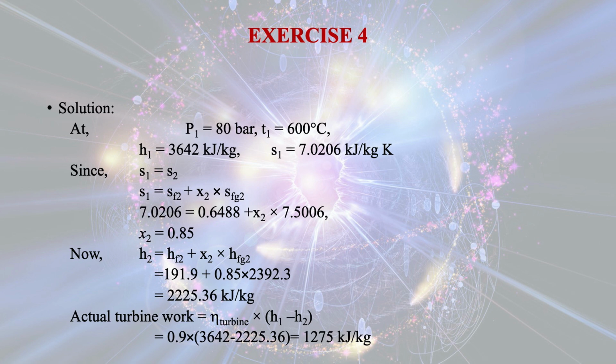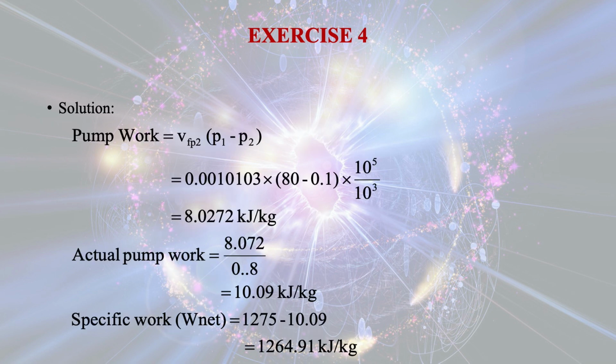so actual turbine work is equal to 1275 kilojoule per kg. Pump work is equal to VFG2 multiplied by P1 minus P2. All these values are given. P1 is given as 80 bar and P2 is also given, and if you put all these values you will get pump work equal to 8.072 kilojoule per kg, and actual pump work is equal to 8.072 divided by 0.8, that comes out to be 10.09 kilojoule per kg.